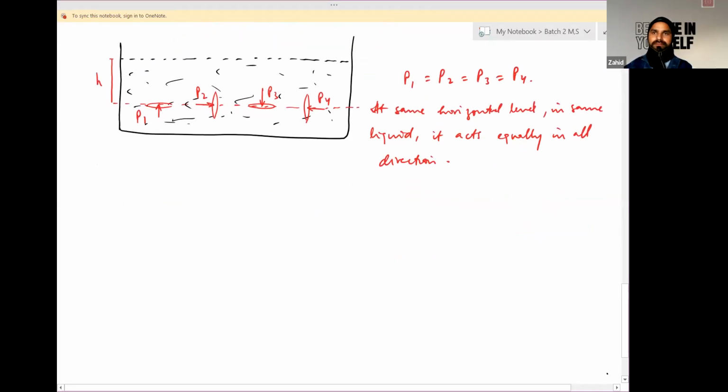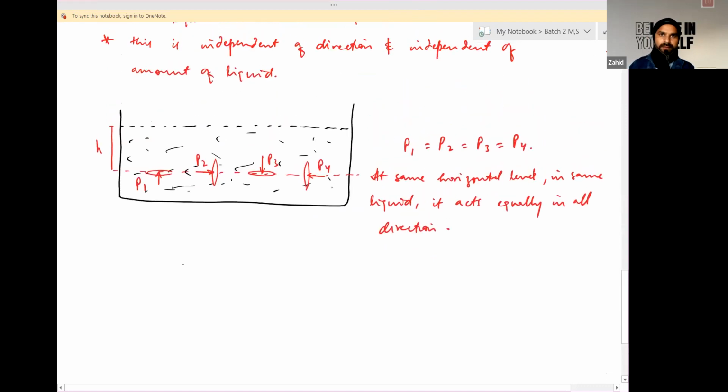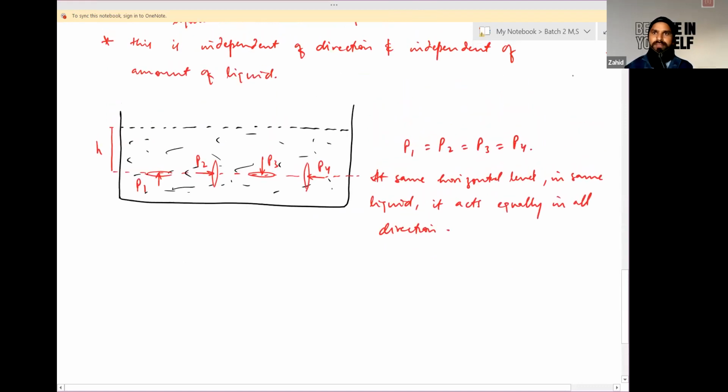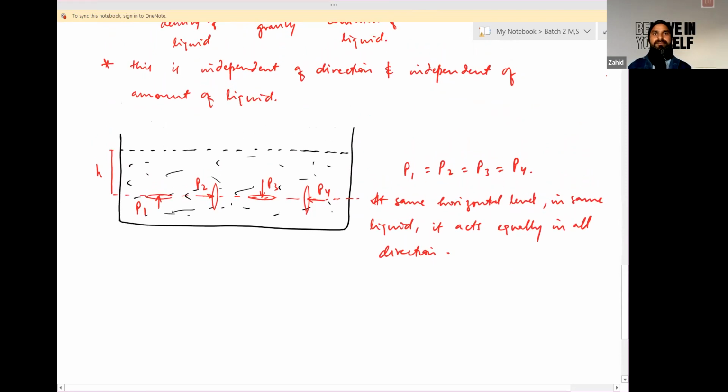Similarly, suppose, first write down this part. Done, sir. Done, sir.